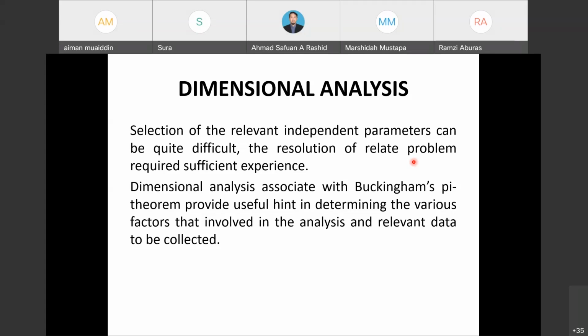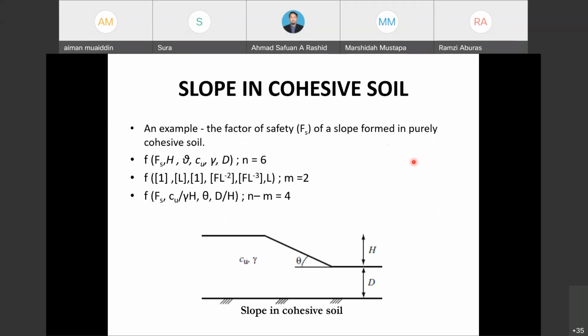What is meant by this dimensional analysis? After we discuss all of these examples, then we can end our class. So for example, a slope in cohesive soil. An example is the factor of safety, which is the output for slope stability analysis of a slope formed in purely cohesive soil. So we have here Fs. That is the output.